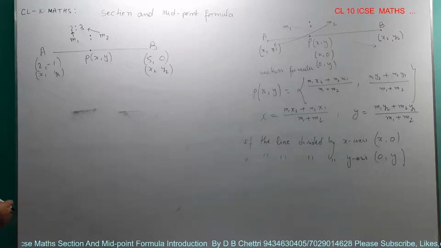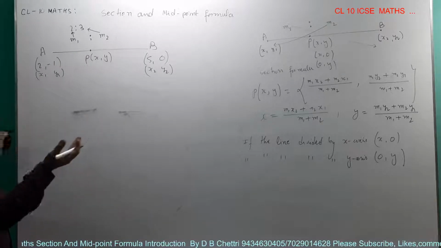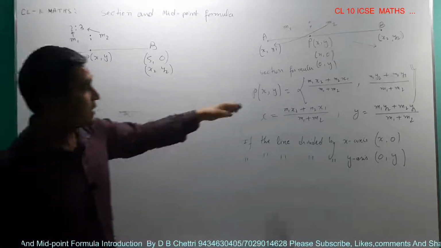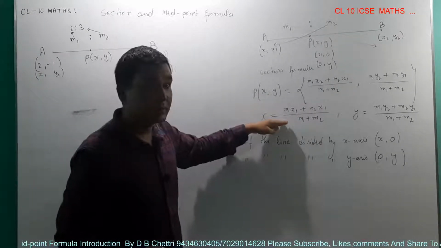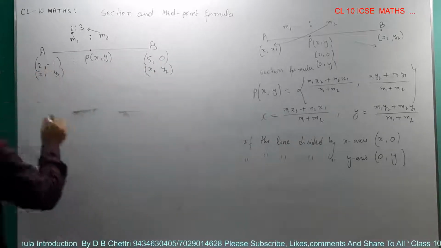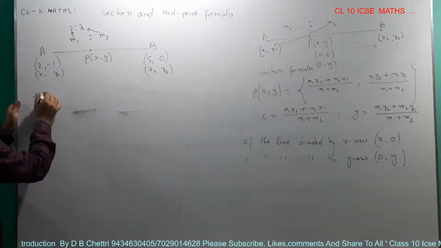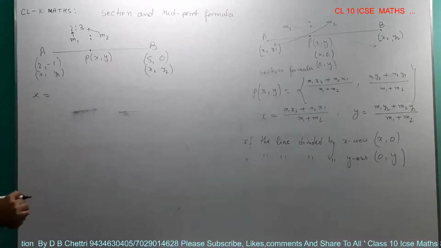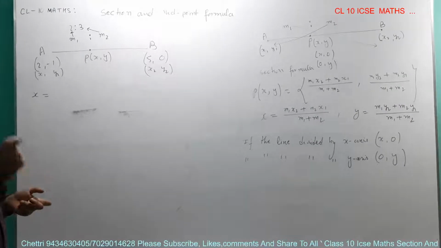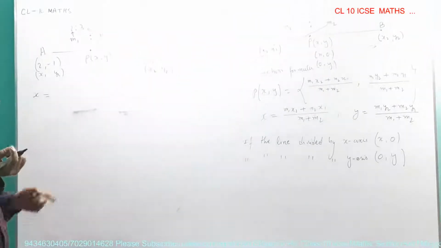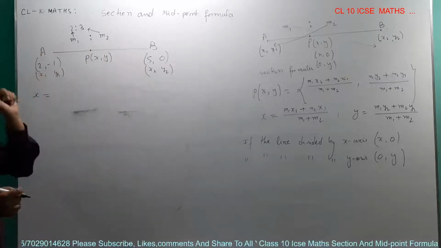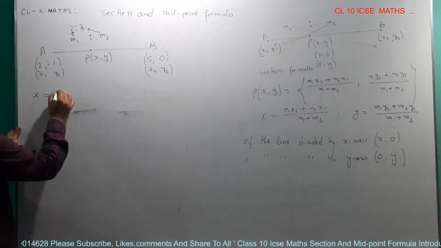Now how to utilize the section formula? Let's find separately. If you want to find directly, you can use the direct formula, otherwise use the separate formula to find the values of x and y separately. Now let's use the formula. No need to memorize the formula, you can form the formula from here by using the clue. For x, we have to utilize x.